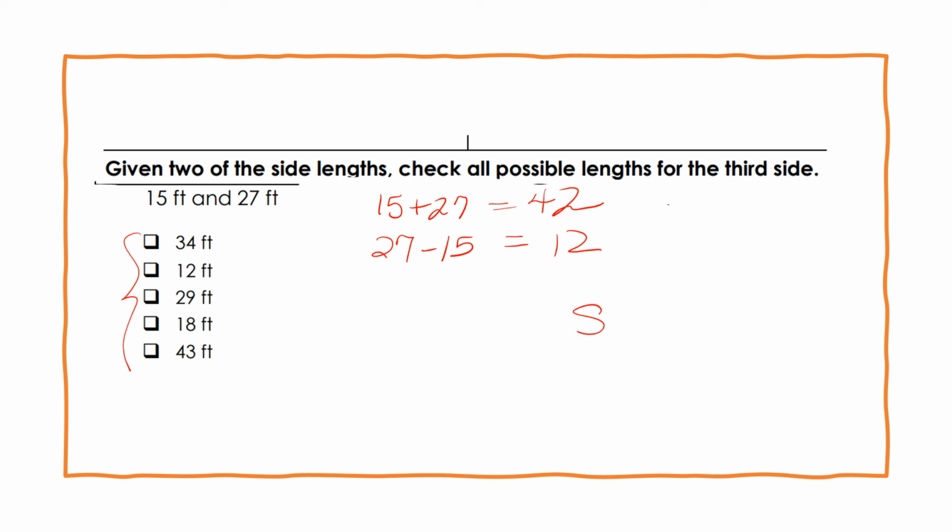So our side has to be greater than 12, but not including 12, and less than 42. Okay, so 34 falls in that range. 12 does not. 29 falls in that range. 18 falls in that range, and 43 does not. So our answer is 34, 29, and 18.